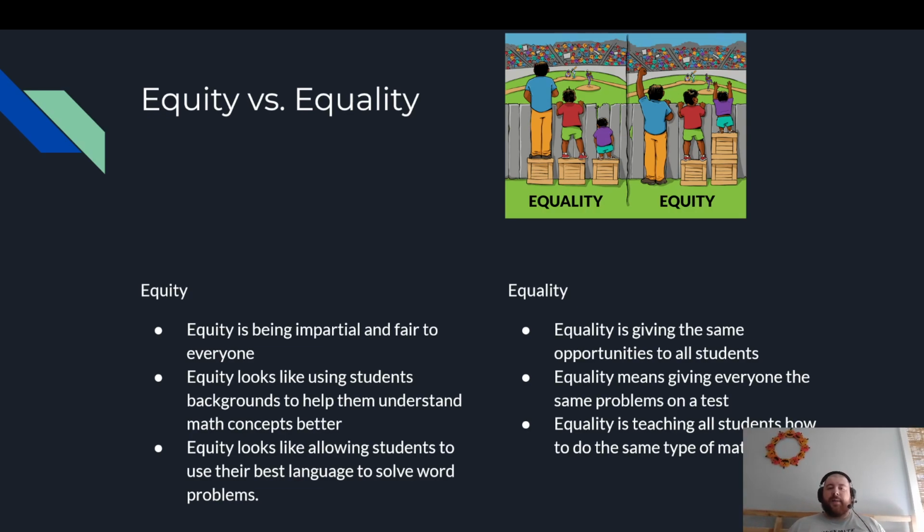On this picture on the top here, it's a picture that I've seen many times in my classes when talking about equality and equity. It's a great example of what it is. You can see on equality, everyone has the exact same thing, right? Everyone has the one box to go and watch the game. For equity, the tall person doesn't need a box, so he doesn't get a box because he's fine without it.